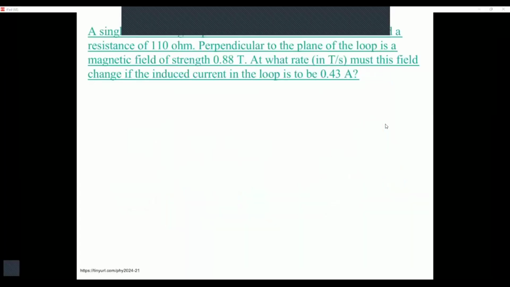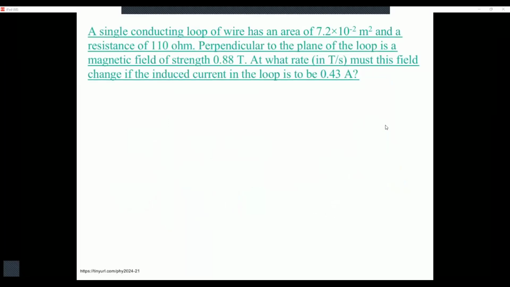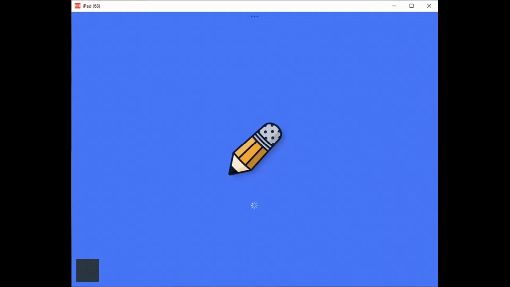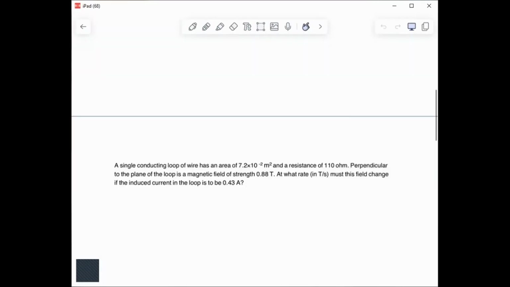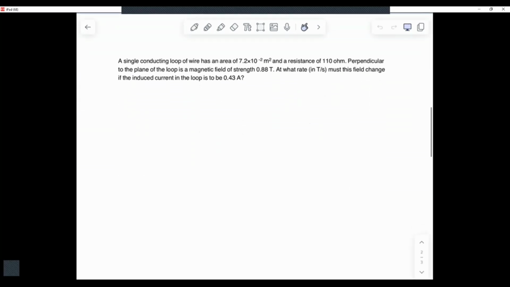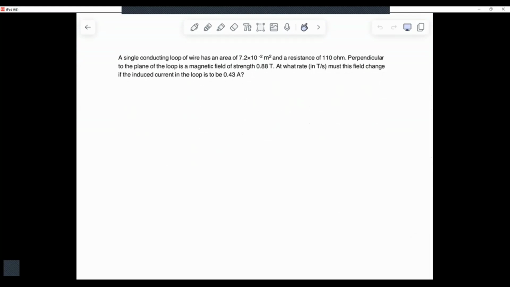All right. So we will take a look at this example here, and let's bring up the example in another screen, which will sense my hands and the stylus pen better. So this one says a single conducting loop of wire has an area of 7.2 times 10 to the minus 2 meter square. So this is just one single coil.